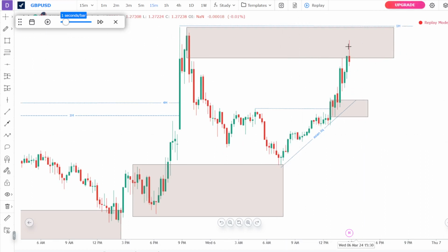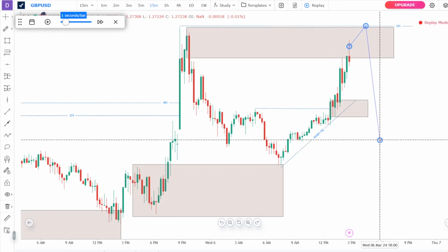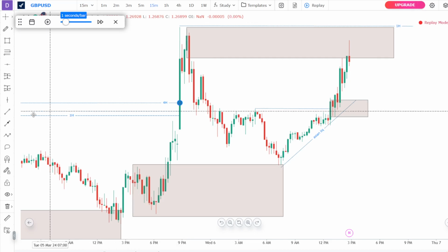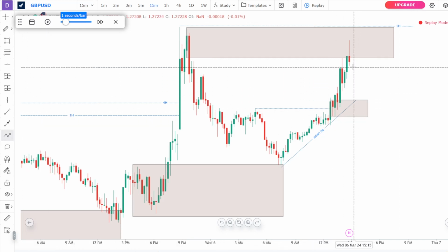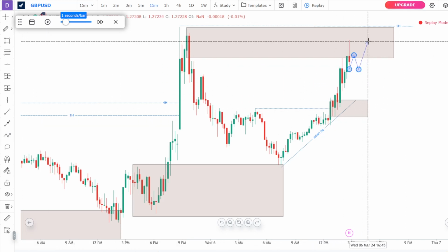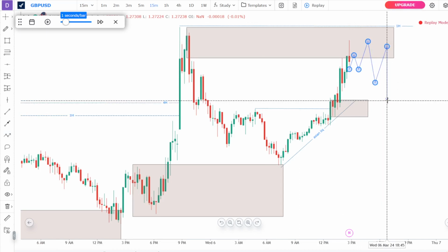So the momentum is strong to the upside. So we don't want to be selling it here directly to come down. No, we don't want to do that because we believe the momentum is strong. So we want to see some form of a structure like this. Then we can target here to target this trend line.